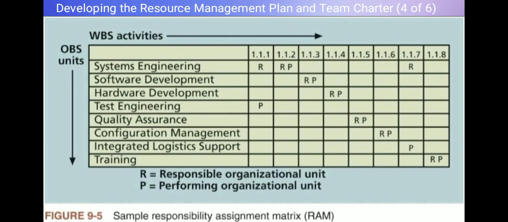Next is, after defining the work, we use the responsibility assignment matrix, or RAM, to clearly show who is doing which task. The RAM is a key chart that links the teams from the organizational chart to the tasks from the work breakdown structure. So, R, responsible, means they are accountable for the outcome, and P, performing, means they are doing the work. So, the purpose is to clearly define which team is responsible for which task.